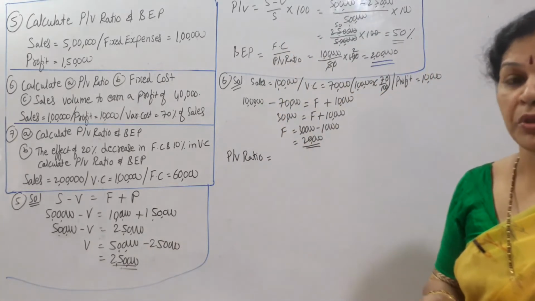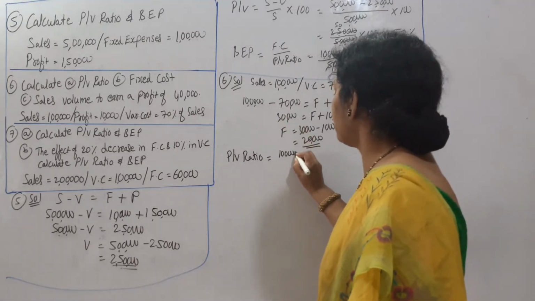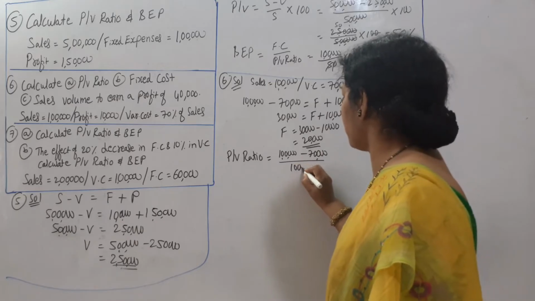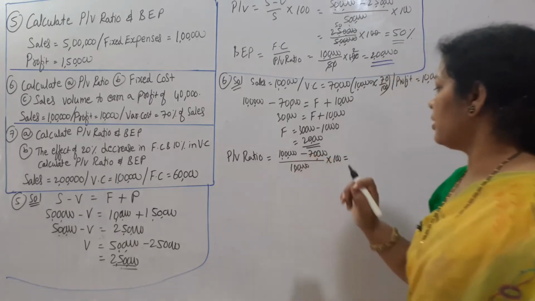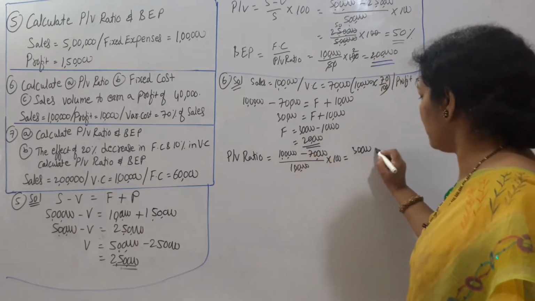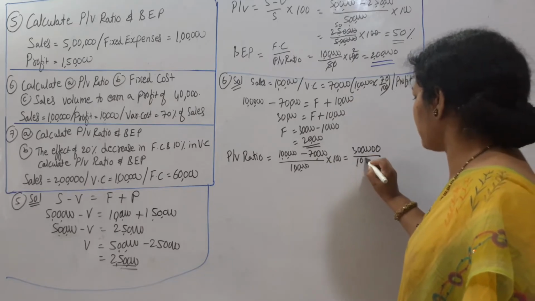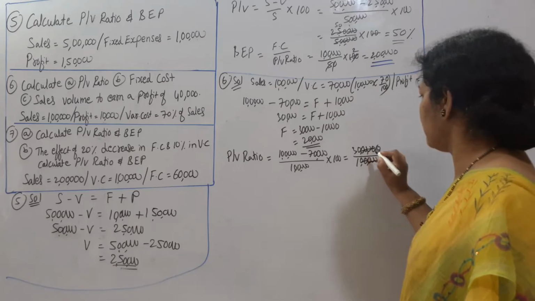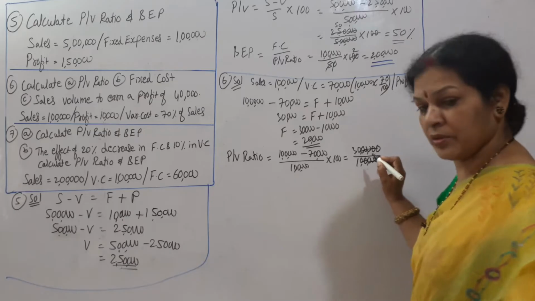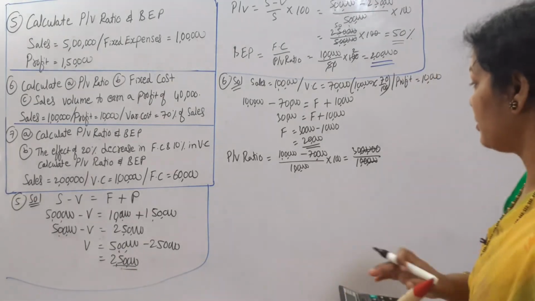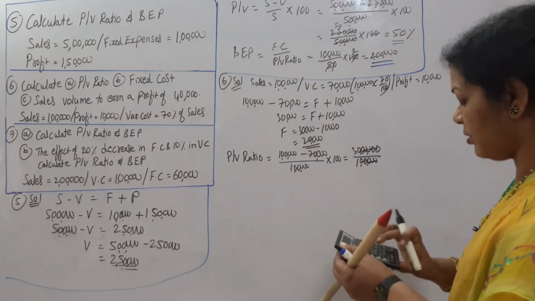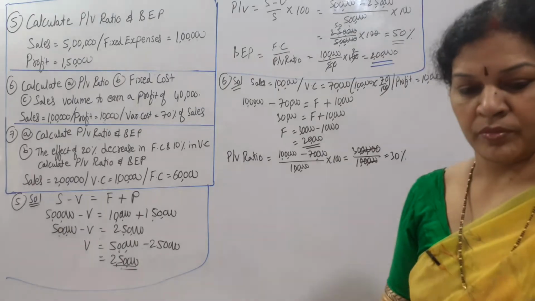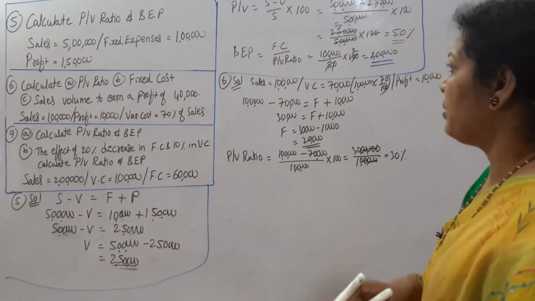We know the formula, S minus V by S into 100. S is here 1 lakh minus V. V is 70,000. This one, S minus V by S. S once again, S means 1 lakh, into 100. 30,000 into 100, means one more 2 zeros, by 1 lakh. It is 30%. Yeah, 30%. PV ratio is over. Next, what else?